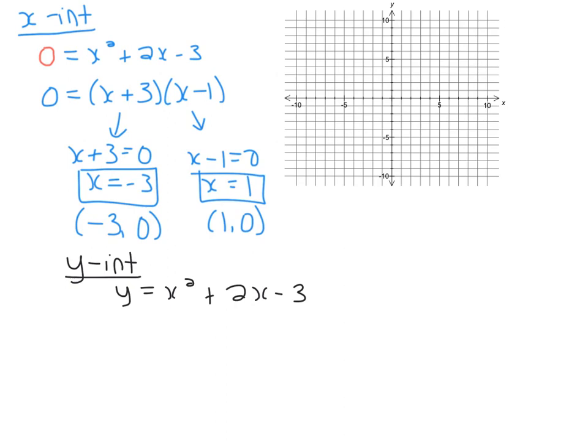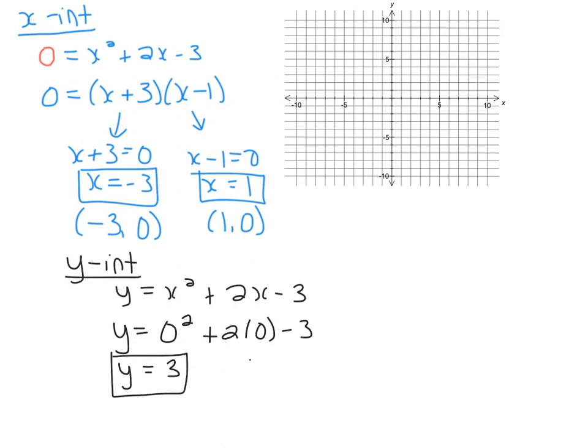So we're now going to find the y-intercept. The y-intercept occurs along the y-axis, and that is when your x value is 0. So we are going to substitute in 0 for x. So I get 0 squared plus 2 times 0 minus 3. So y equals -3. And in coordinate form, that would be 0, -3.